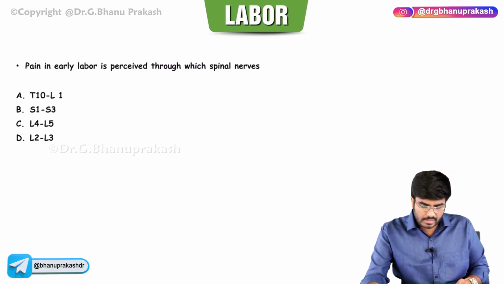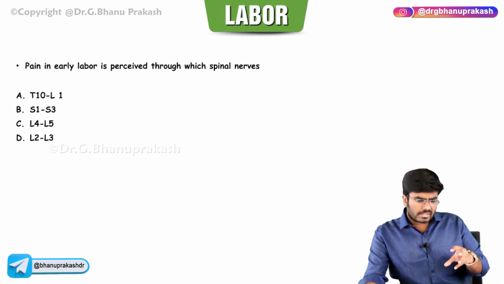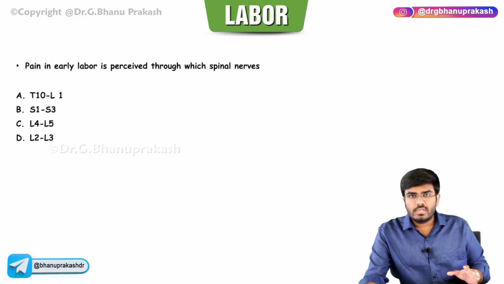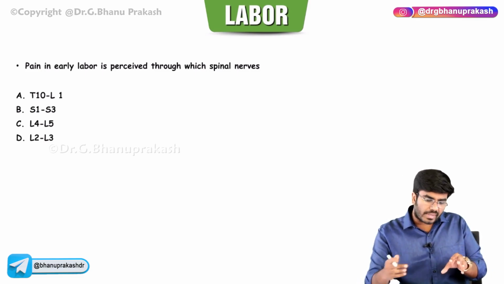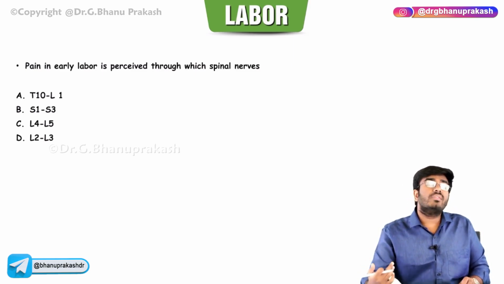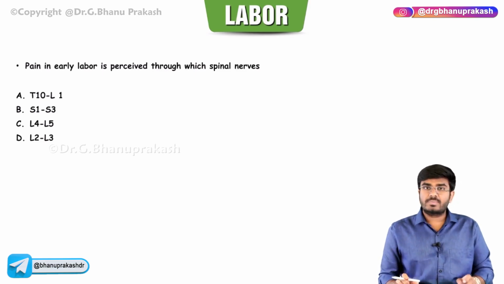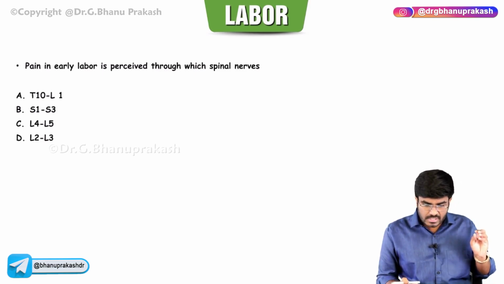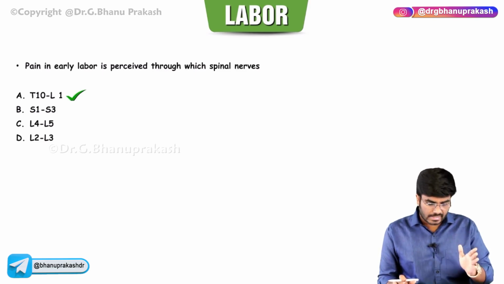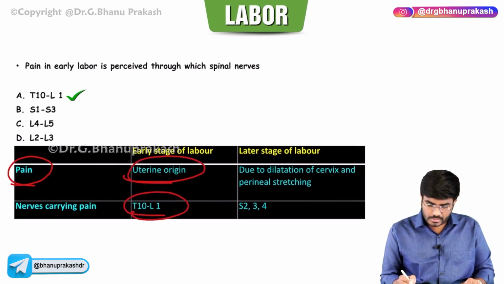Pain in early labor is perceived through which spinal nerves? See, labor starts with the uterine contractions, and these uterine contractions are definitely going to be painful. So whenever the uterus is contracting, the pain sensations from the uterus are taken to the central nervous system by which nerves? Okay, which spinal nerves? We have seen that T10 to L1 spinal nerves are going to take the pain sensation from the uterus to the CNS in early labor.